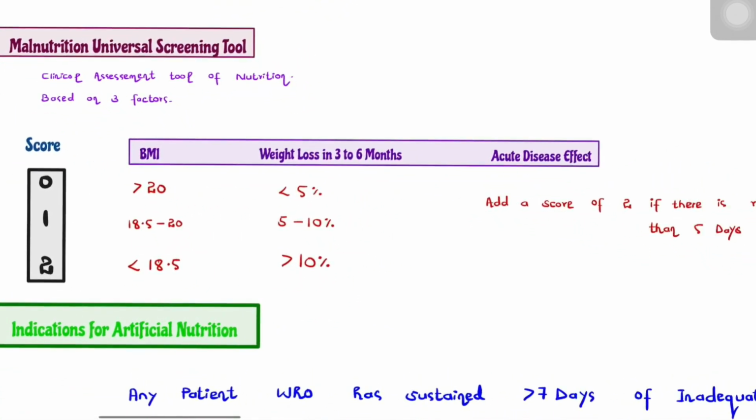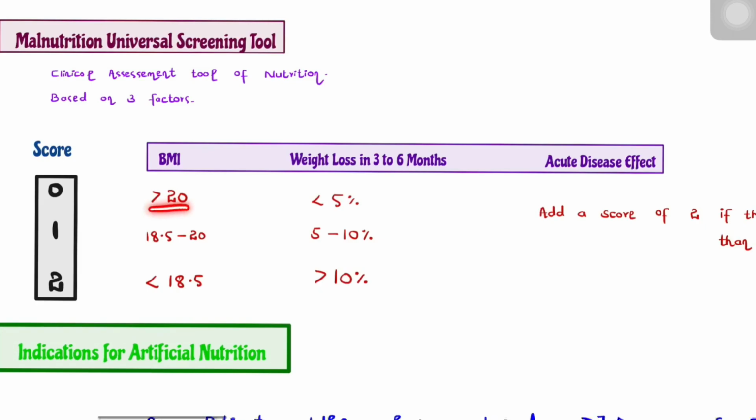So if the patient's BMI is more than 20, then the score of that patient will be 0. If it is between 18.5 to 20, the score will be 1. And if it is less than 18.5, the score will be 2.